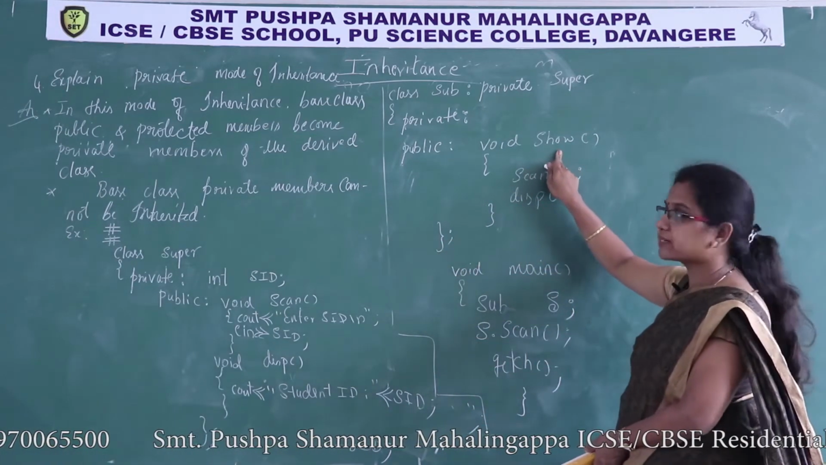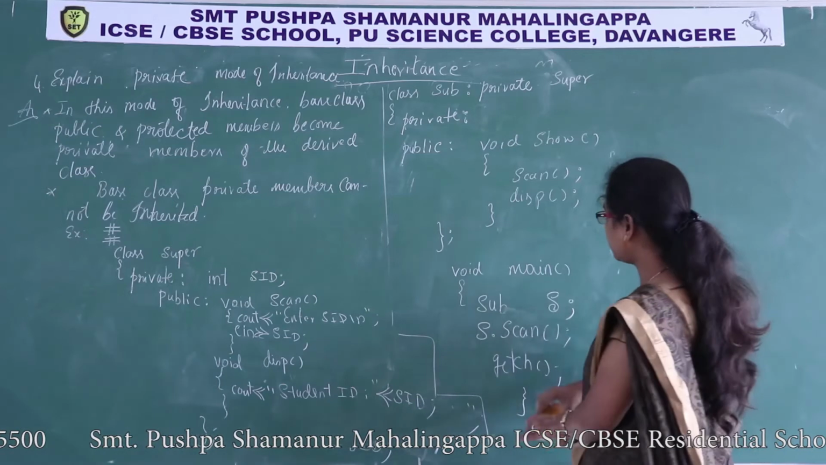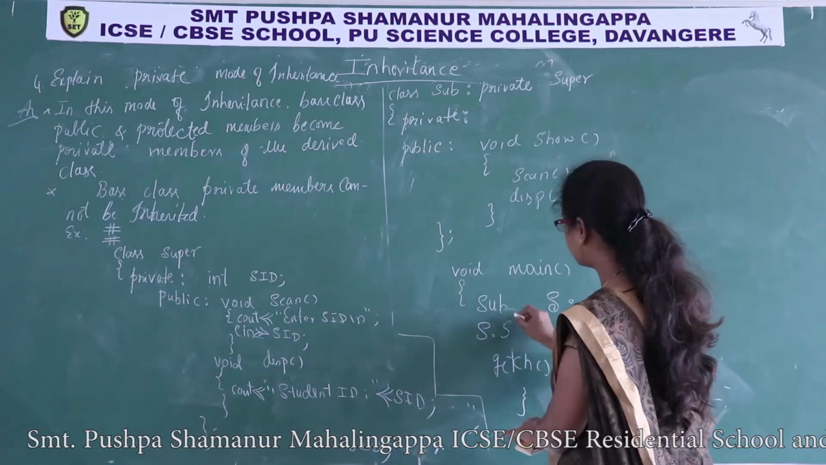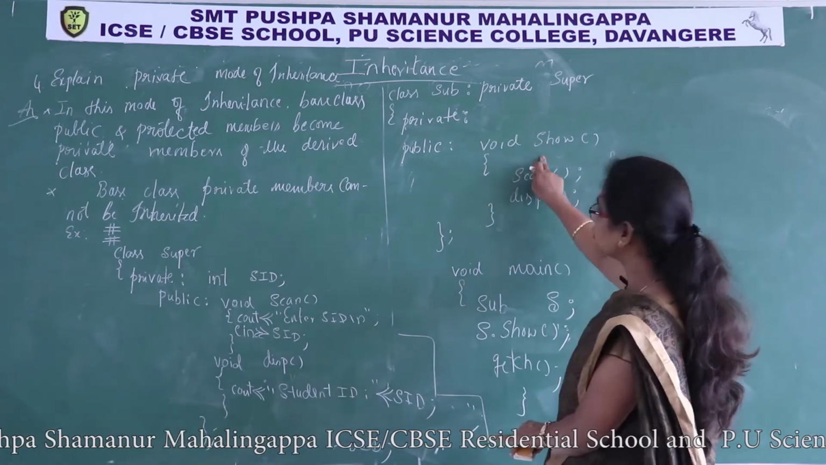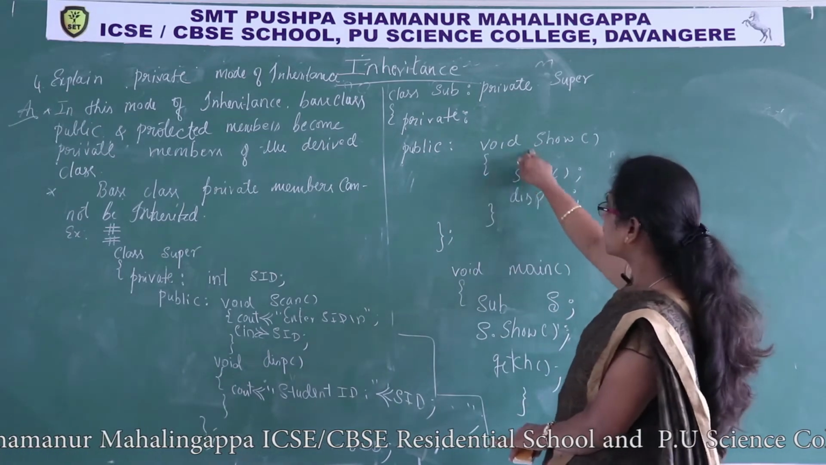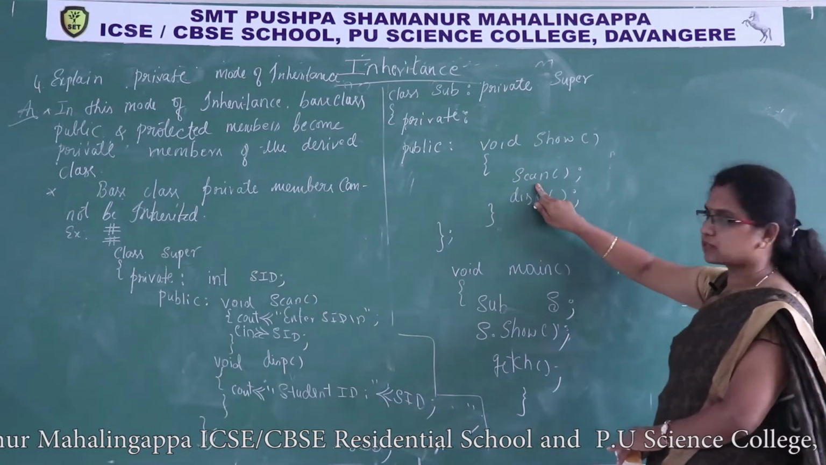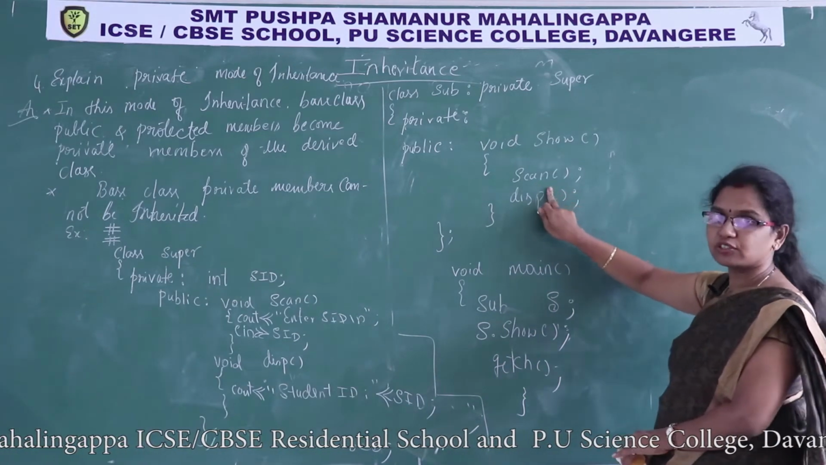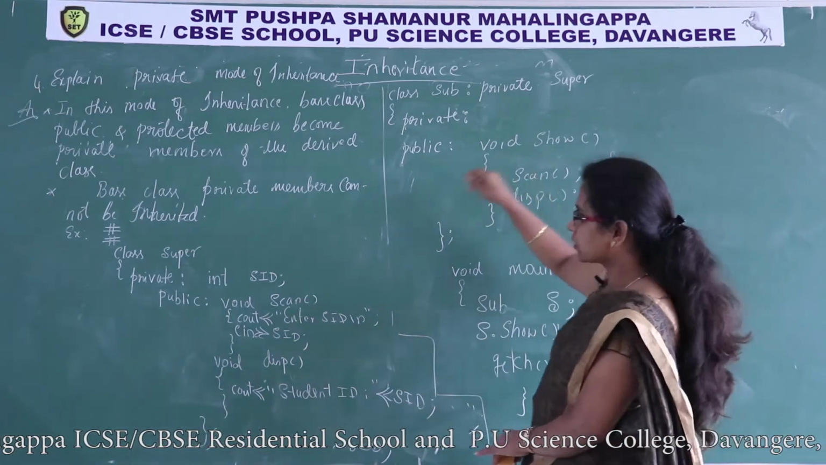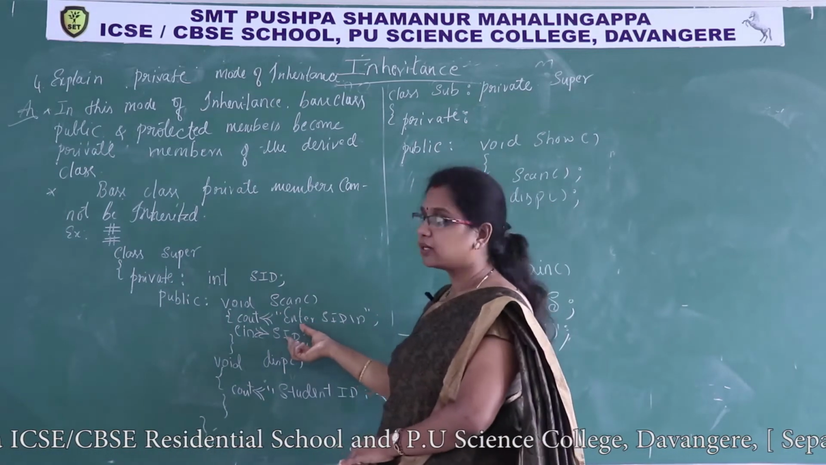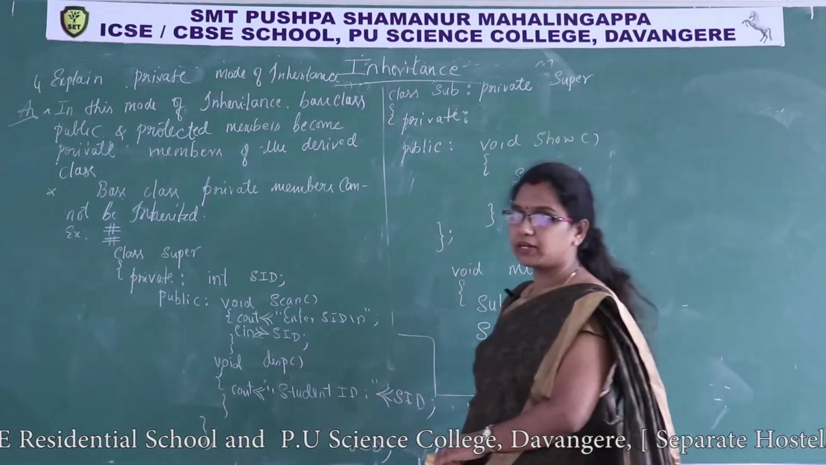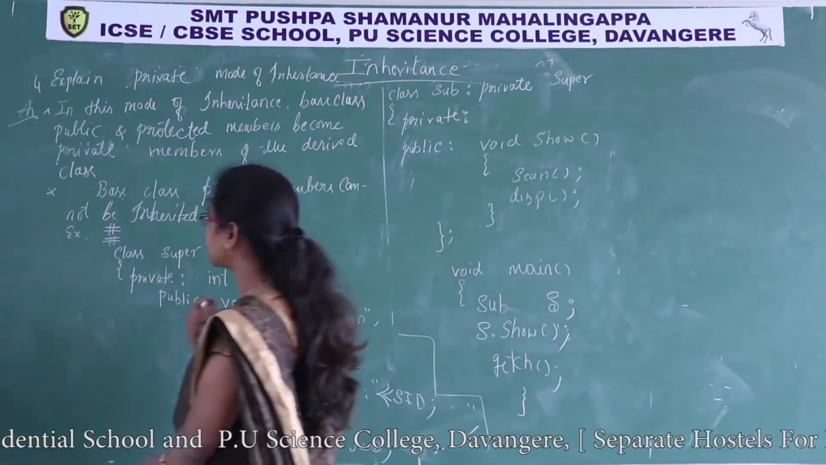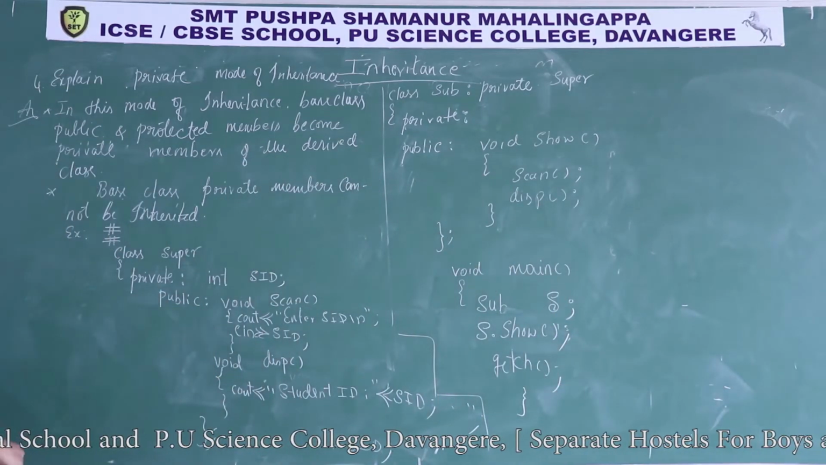Show belongs to the public section of the derived class, so I can call show here. When I call the show function, control enters this line, and there is another function call, that is the scan function. The scan function statements will be executed. After that, one more function, that is disp. Then the disp function will be executed. Like this, you can give the example for private mode of inheritance.